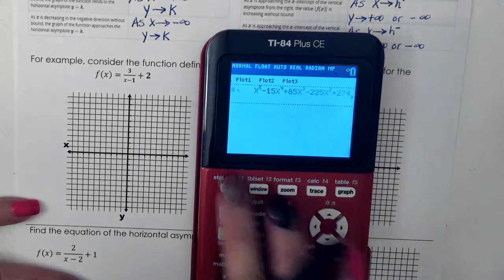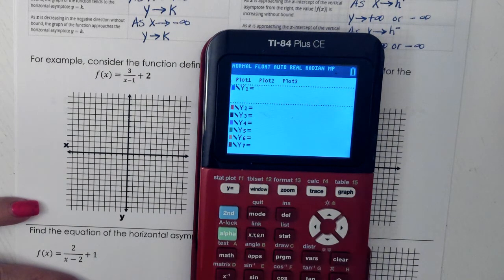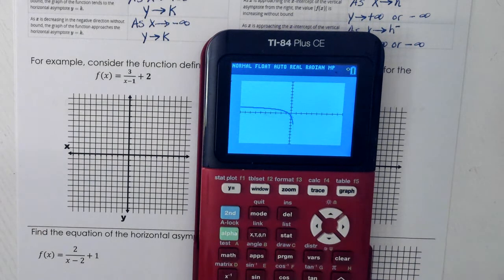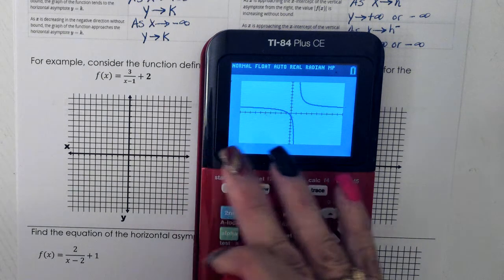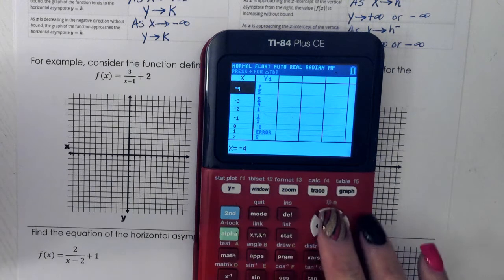We're going to go here. We're going to go y equals. We're going to clear that mess out. And we're going to do alpha y equals, and we're going to do 3 over x minus 1 plus 2. And we're just going to take a quick look at this graph. Okay, so you're looking at it and you're like, well, sorry, I had to get a drink. Let me go to the table.